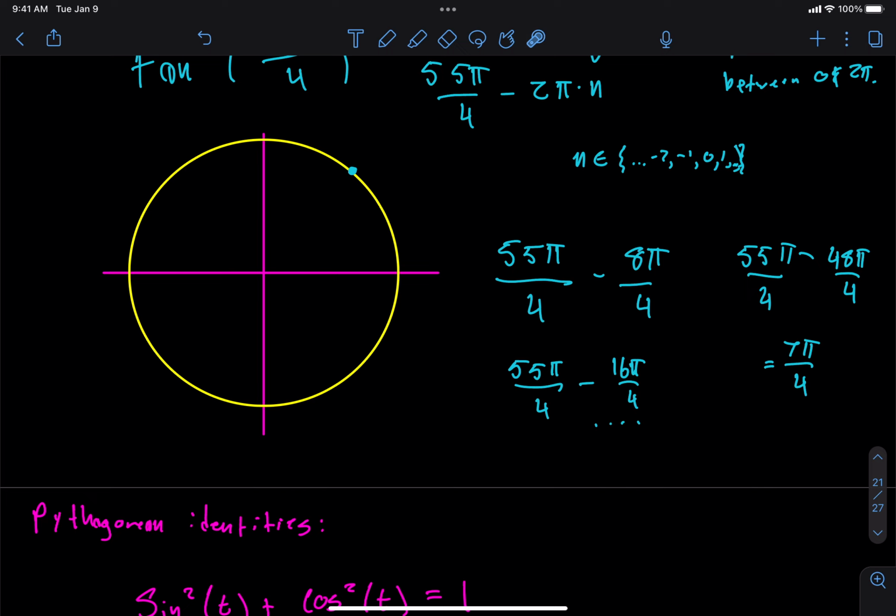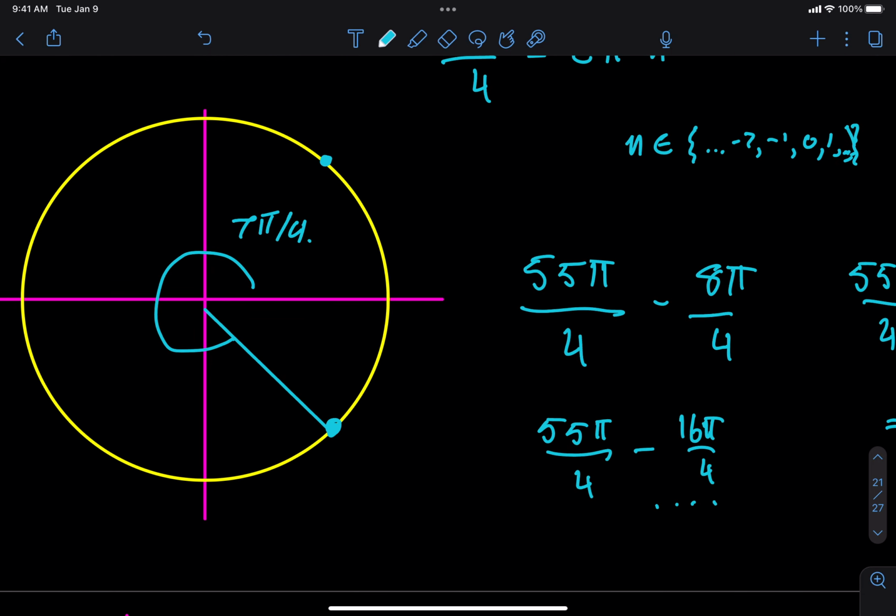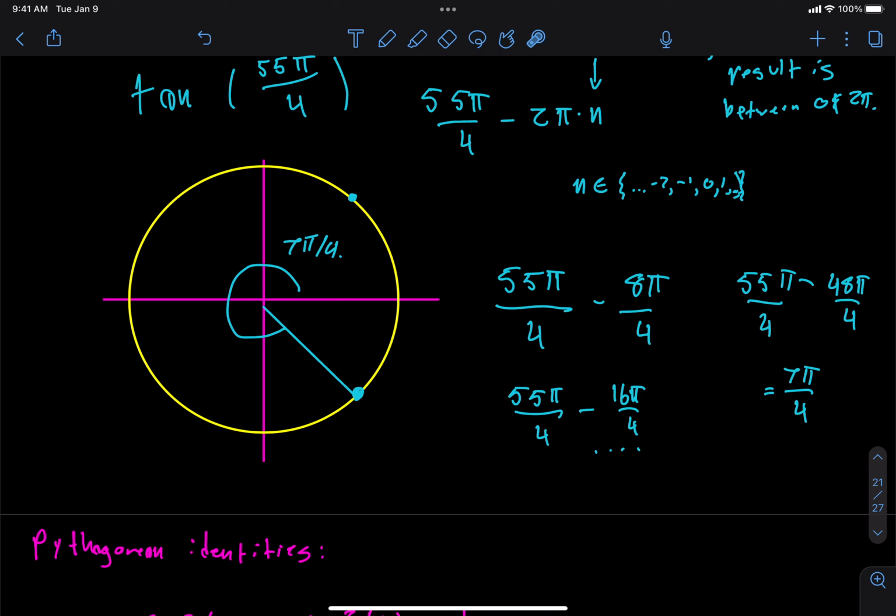Because 4 pi over 4 would be this angle, right? 8 pi over 4 would be going all the way around. So 7 pi over 4 is 45 degrees less than all the way around. So it looks like shown. So this is the angle 7 pi over 4. And it is coterminal to the angle which we are supposed to do. So, namely, they both point at the same point on the unit circle. Is that making sense?